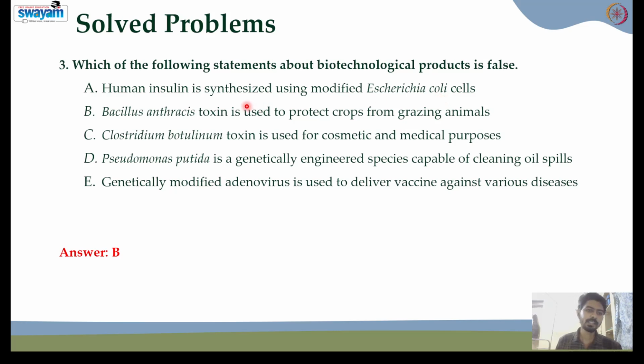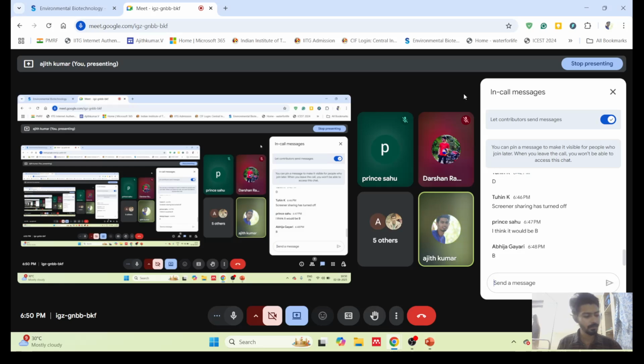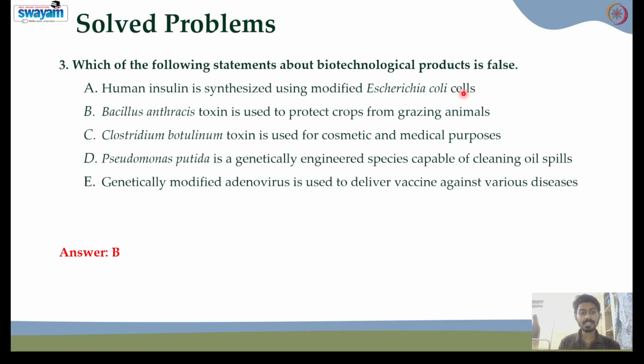Why is it correct? Human insulin is synthesized using modified E. coli cells. Yes, it is human insulin. What do you mean by insulin? Insulin is used to regulate the blood sugar level. It helps in treating diabetes, right? So, in order to synthesize it in a larger quantity, they use E. coli cells through recombinant DNA technology. And that is how human insulin is produced on a larger scale using E. coli cells.